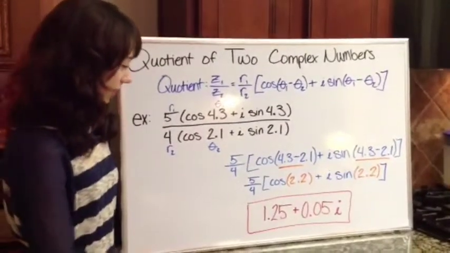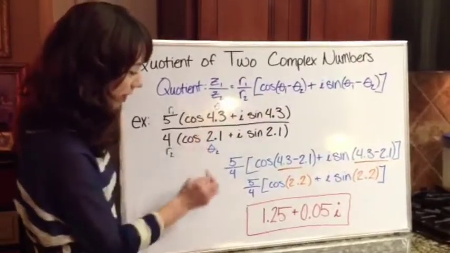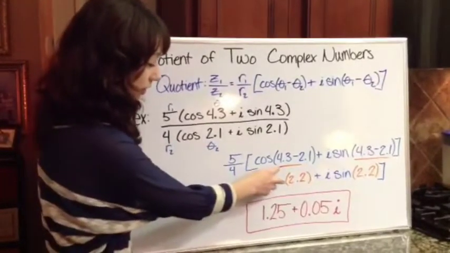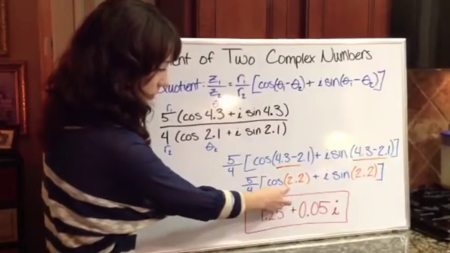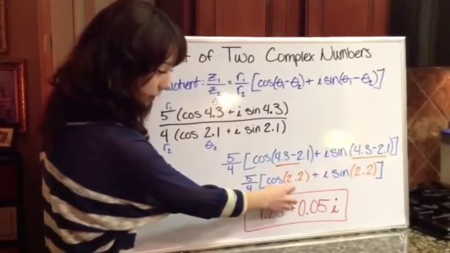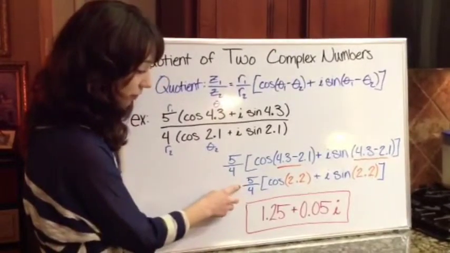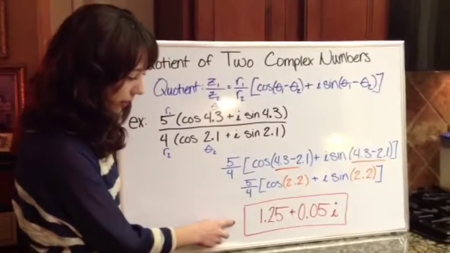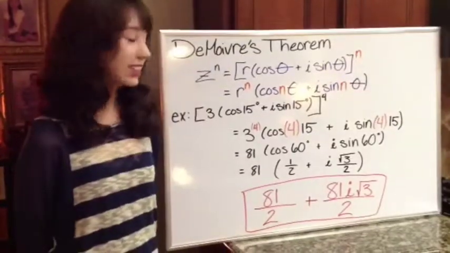So we're going to plug in our r1 and r2 and theta 1 and theta 2 into this equation for the quotient. When you plug it all in, you need to simplify. So we get cosine of theta 1 minus theta 2, and that will end up being 2.2. Once you end up with 2.2, you need to solve for this using your calculator, because you cannot find this on your unit circle. Then you need to distribute this 5 over 4, and that will get you this answer right here of 1.25 added by 0.05i.